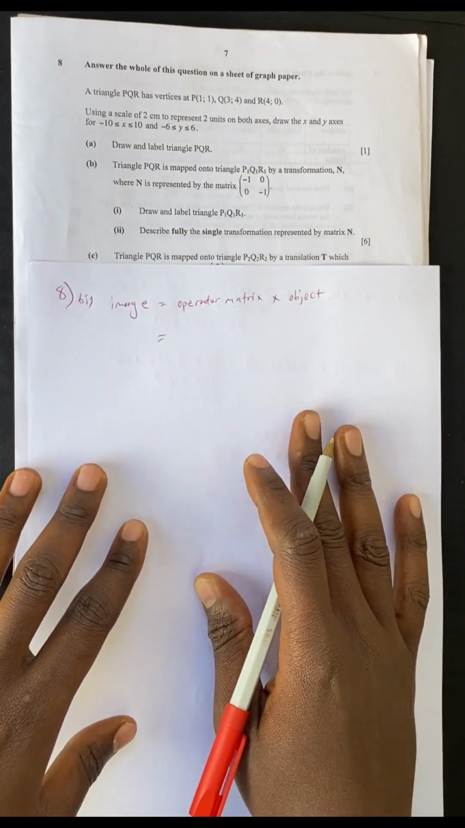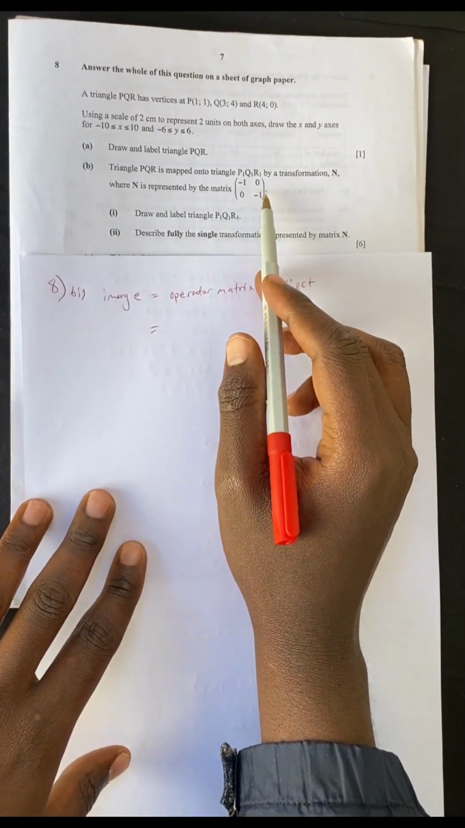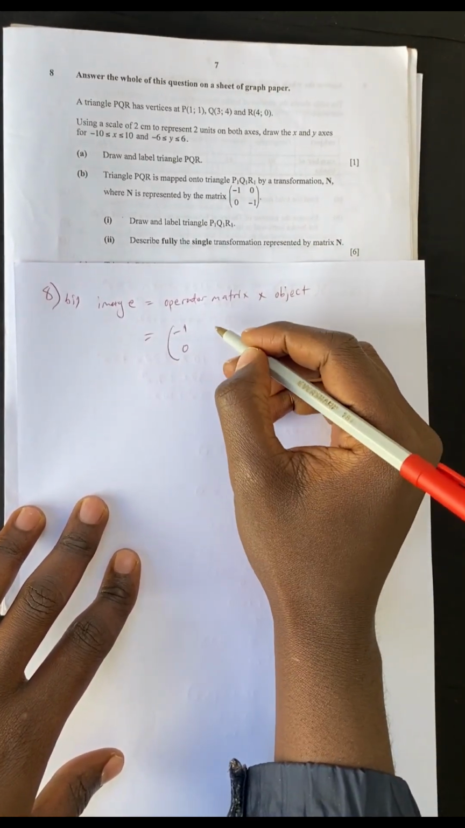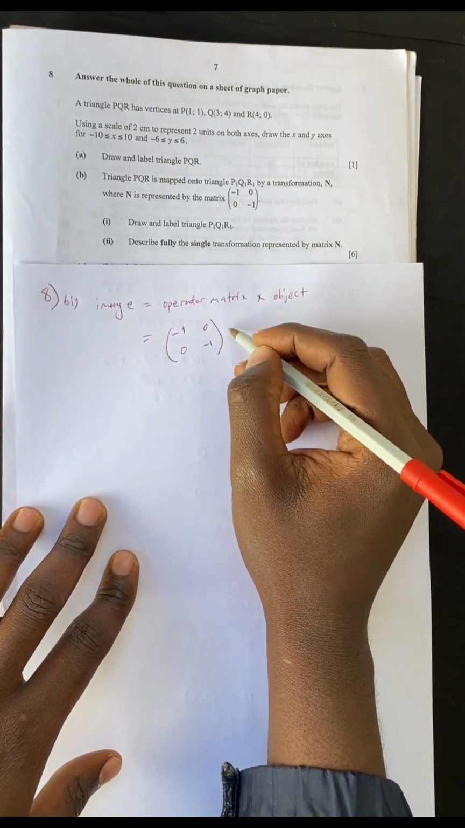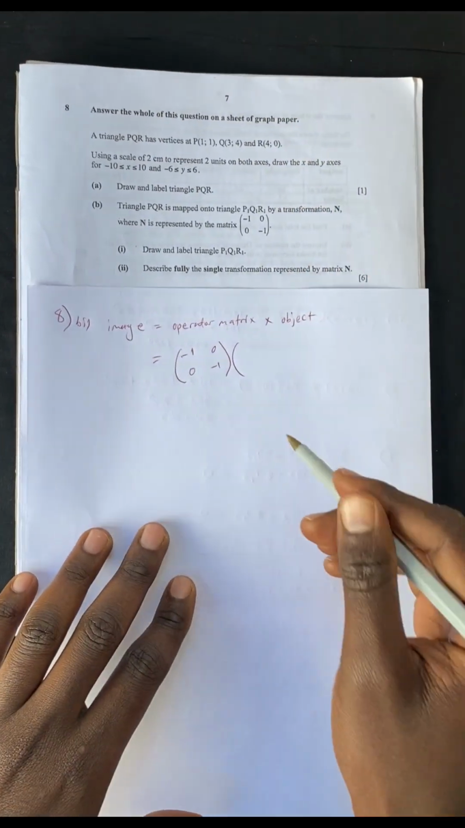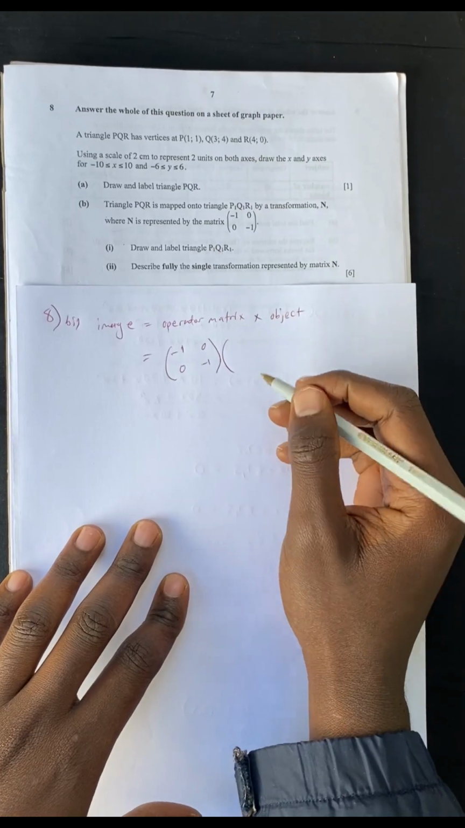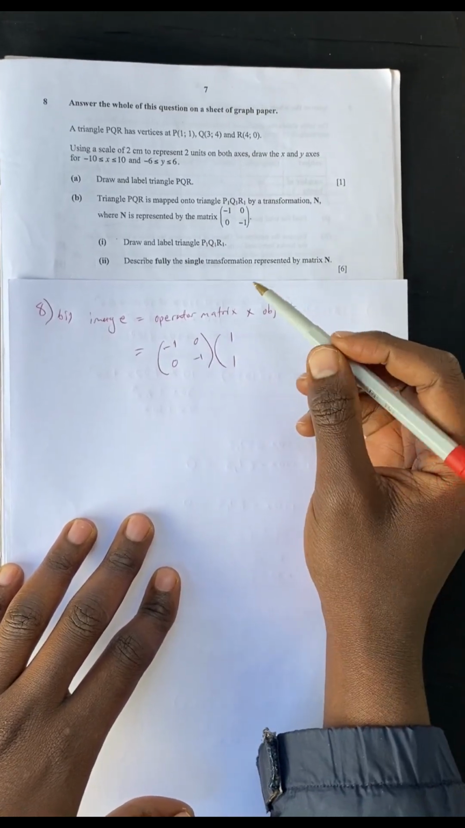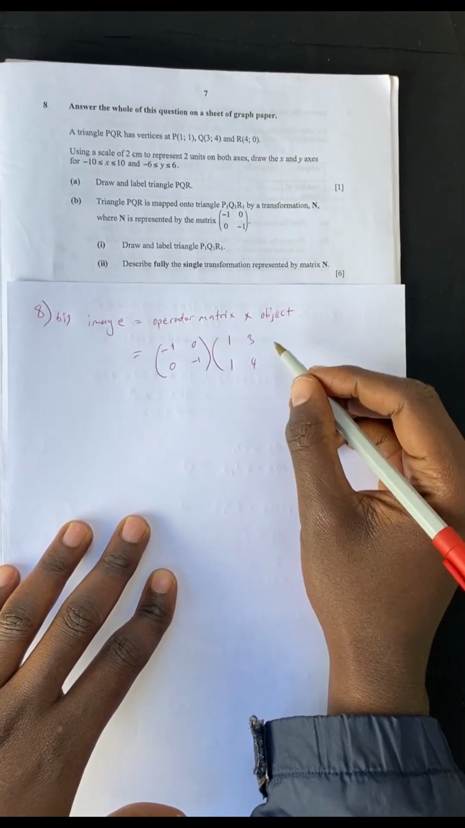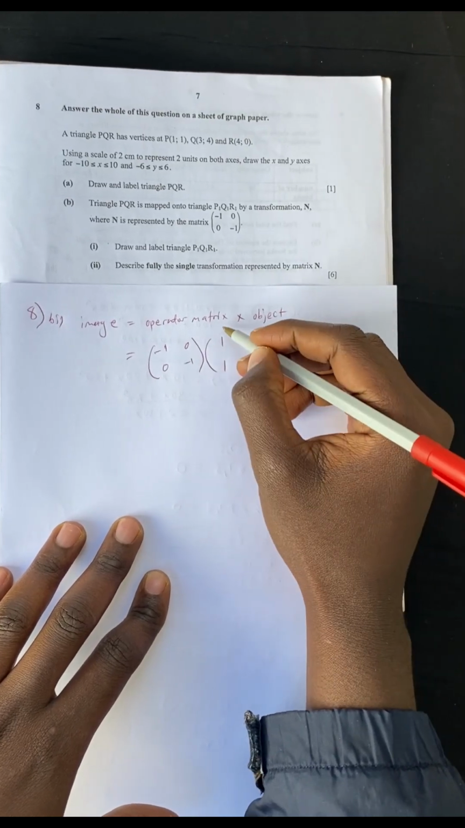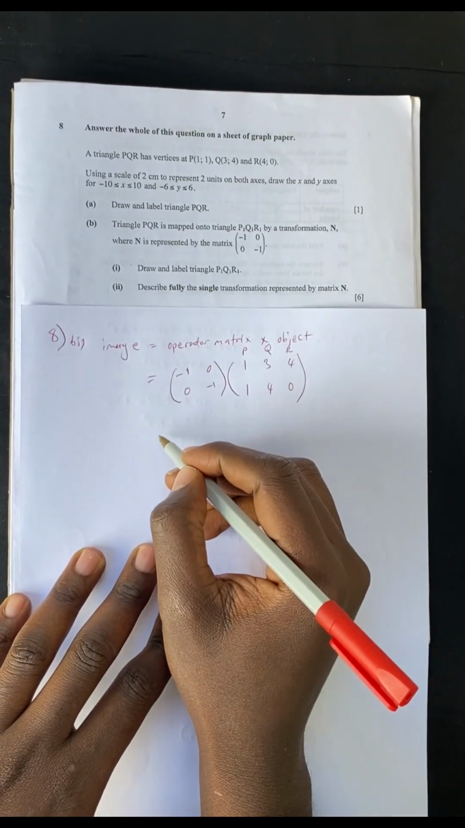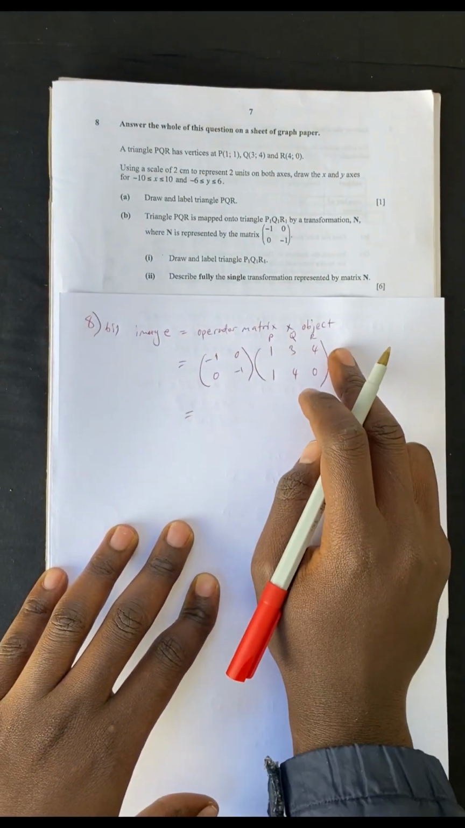So our operator matrix is represented by the matrix N, which is the transformation matrix, which is minus 1, 0, 0, minus 1. And now our object represents the vertices of our original triangle with point P, which is 1, 1. So we're going to put 1, 1 here. And our point Q, that is 3, 4, so we're going to put 3, 4 here. Our point R, that is 4, 0 here. So this is point P, this is point Q, this is point R. And we are going to multiply this matrix by this matrix.